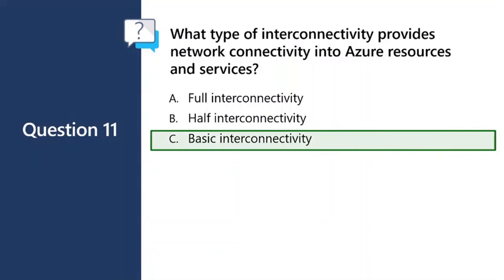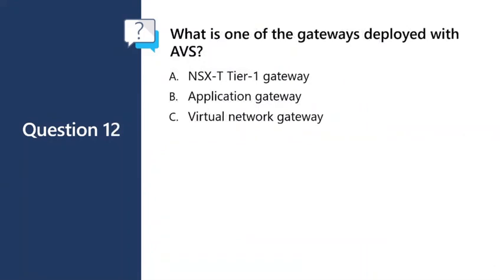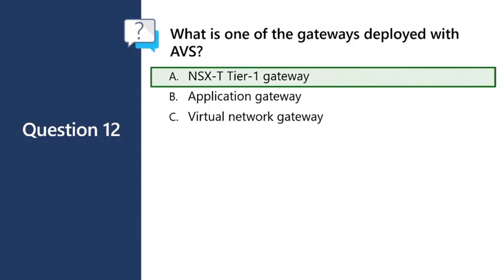And basic again. And I believe the next and final slide for checking our questions is, what is one of the gateways deployed with AVS? This one's so obvious. I mean, because you can't say it. Remember, you're like NSX-T. No. Yeah. Well, we didn't even talk about application gateway or virtual network gateway. We just talked about NSX tier 0 and tier 1, so I would assume that's the answer we're looking for, and it is. Yeah. So you got all of them right.